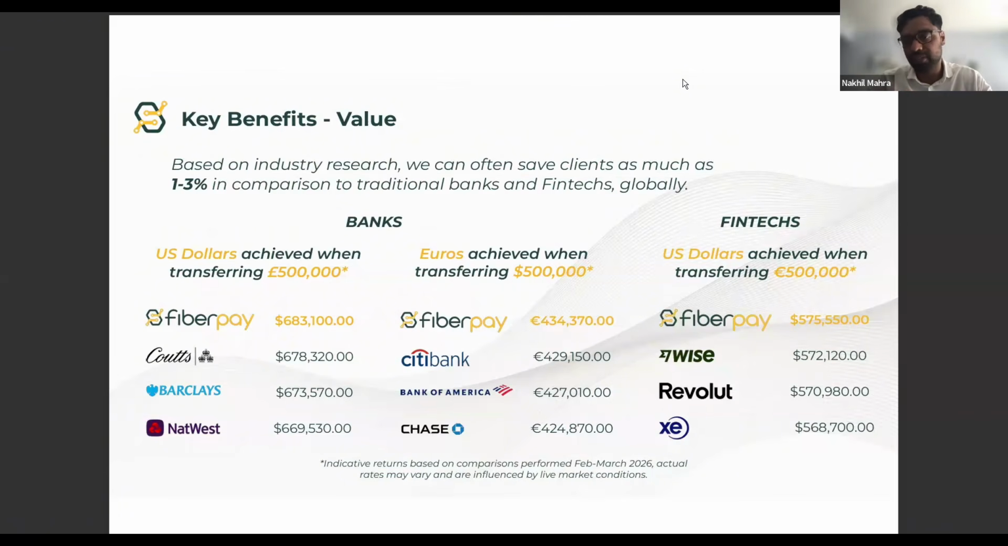And more commonly, the fintech banks. A lot of you may have come across Wise, who are an online only platform. But even when it comes to them, our rates are significantly better as well. Plus, you obviously get the human service to go with it.